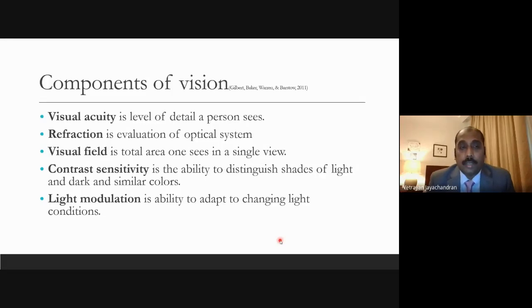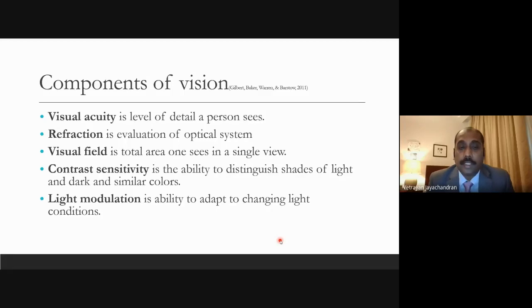One of the main components is visual acuity. It is the level of detail a person can see in the environment from a particular distance. Next is refraction. It is the evaluation of an optical system, whether the image is focused exactly on your retina or not. Next is the visual field. It is the total area you can see in a single view, keeping the head at a center point without turning the head or the eyes. That's called the visual field.